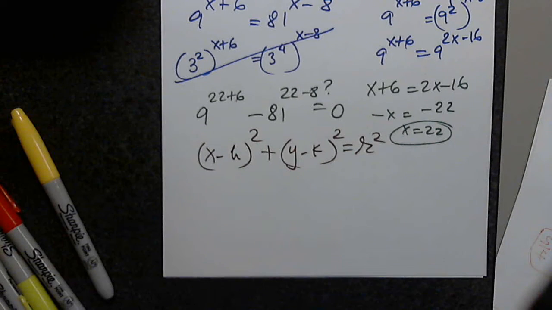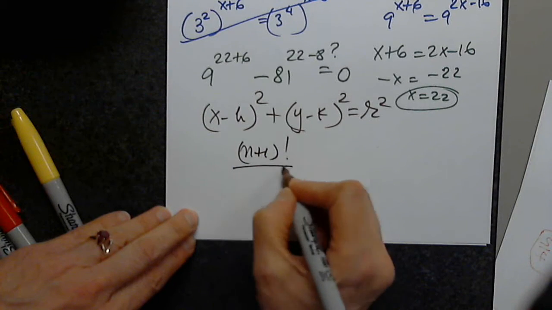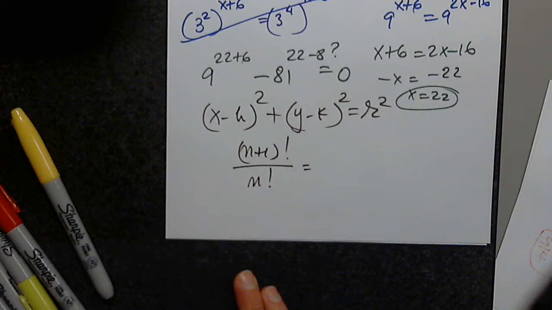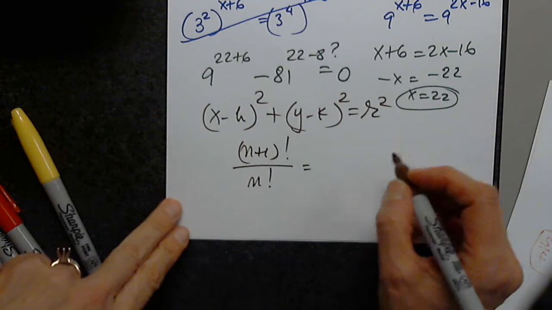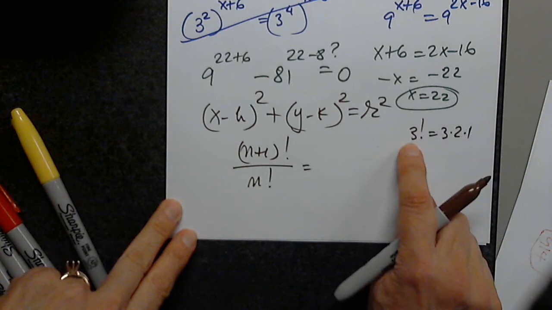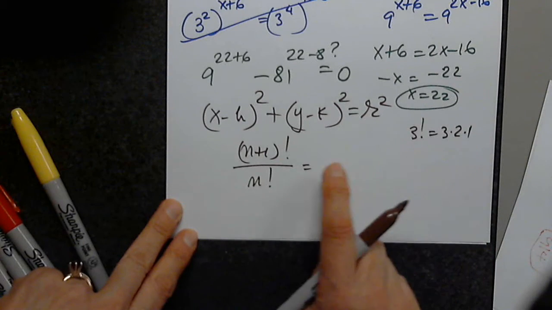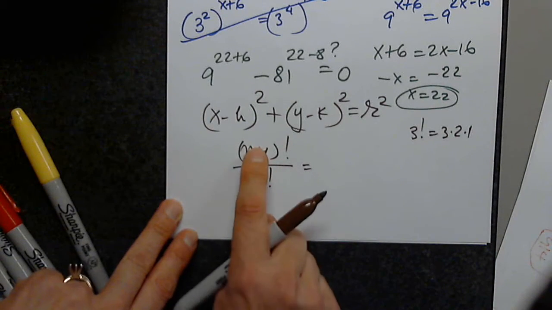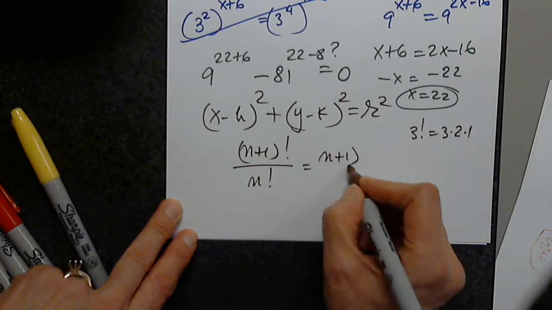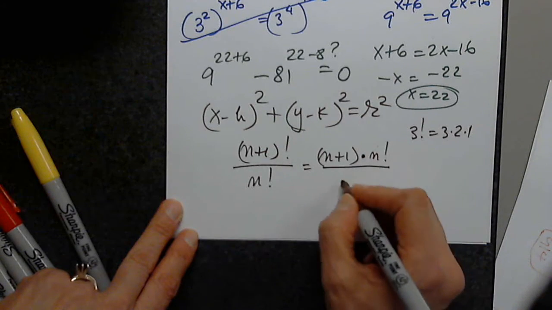The n plus 1 factorial over n factorial question? Yeah. Which of these two is bigger? And remember, 3 factorial is 3 times 2 times 1. So it's 3, I subtract 1 and I get 2, I subtract 1 and I get 1. So therefore, n plus 1 factorial is bigger than the bottom. So I will write it as n plus 1 times n factorial.